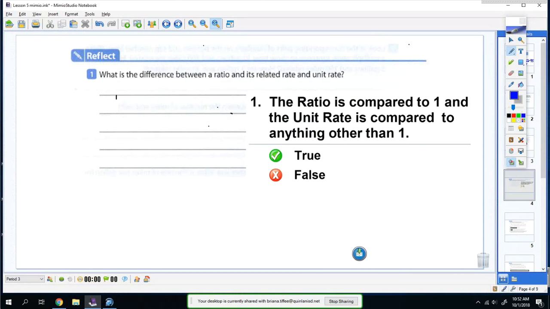What's the difference between ratio and a related unit rate? Well, ratio is compared to more than 1, while unit rate is compared to 1. So true or false? The ratio is compared to 1, and the unit rate is compared to anything other than 1. Well, that's actually false because that's flip-flop. Ratio is compared to anything other than 1, while unit rate is compared to 1.